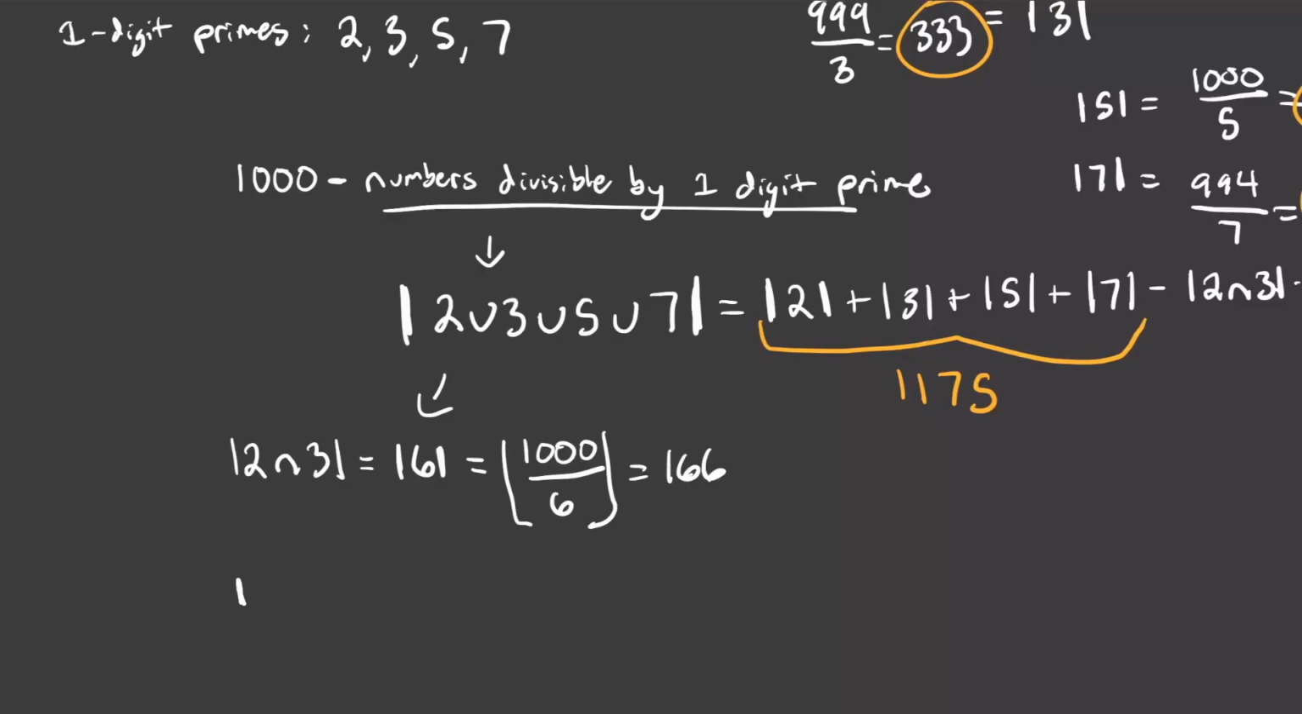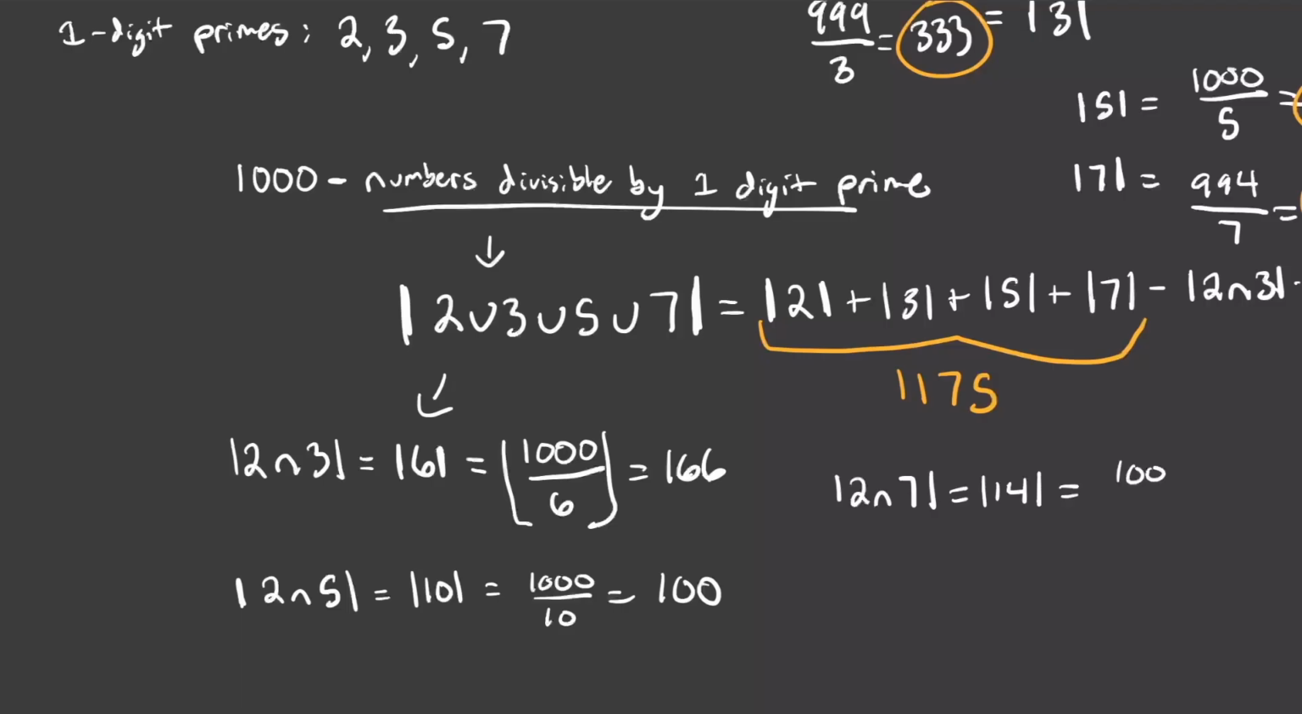Numbers divisible by, now let's do 2 and 5, right? That means it's going to be divisible by 10. That's obviously just going to be 1000 divided by 10. There's going to be 100 of those numbers. Now let's do 2 intersection 7, which basically means we are divisible by 14, right? We take 1000 divided by 14, take the floor function of that. That's just going to give us 71 here.